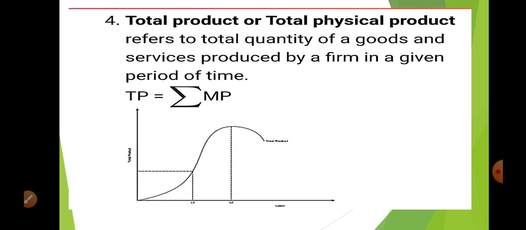Now, the next topic is total product, marginal product, and average product. So, what is total product? Total product, or total physical product, refers to the total quantity of goods and services produced by a firm in a given period of time. So, it is related to the total quantity of a good that is produced by a firm. How do we calculate total product? By adding marginal products, we get total product.